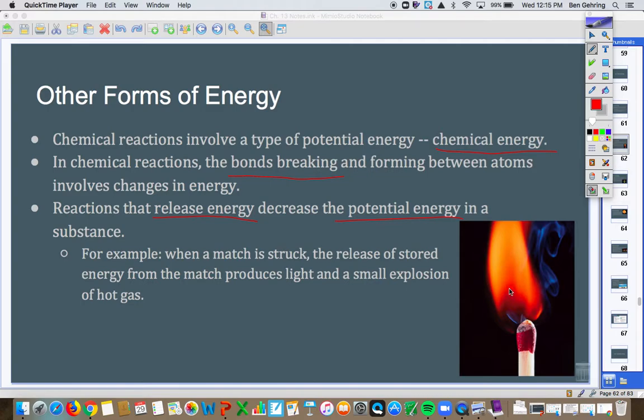For example, you strike a match and you get this flame and you release heat and light. Afterwards, we released all of this stored energy to produce light and a little bit of hot gas. When we're done with that, that energy is now gone. We've lost our potential energy because it was used up producing that light and heat that we saw when the match was lit.